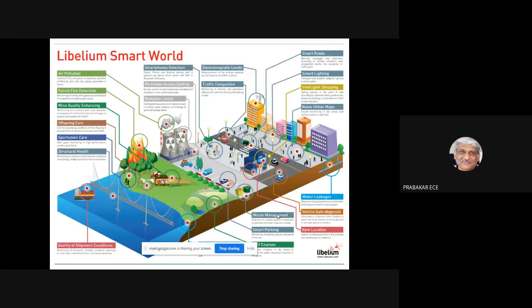Say, for example, the farmers: what is the land condition, what is the water level and all those things. The sportsman, for example, physical care: what is the pulse rate, what is the heartbeat rate of a sportsman? The structural health of a bridge. So there are plenty of things to be measured.